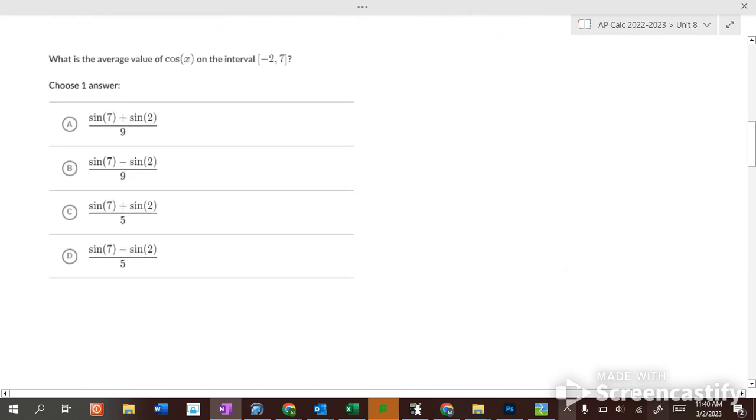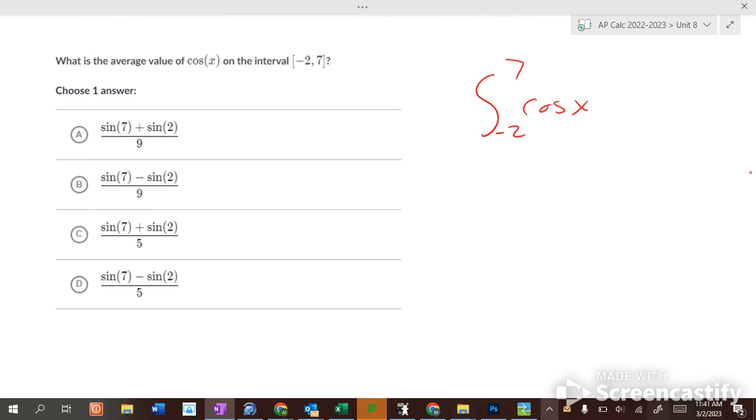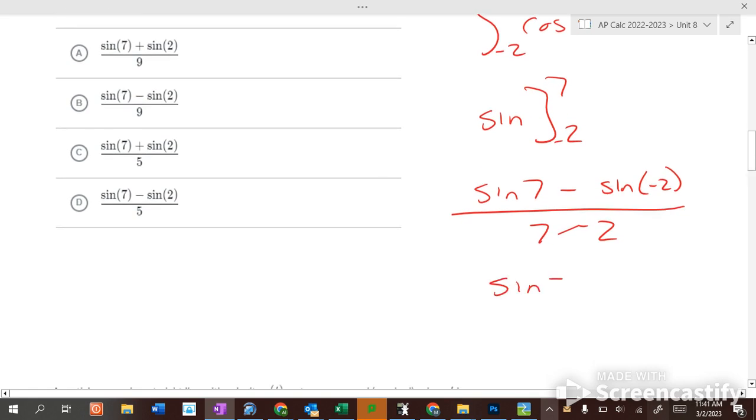All right. Average value of this cosine function. So we integrate cosine of x from -2 to 7. So it is the sine from 7 to -2. So it's the sine of 7 minus the sine of -2 all over 7 minus a -2. So it's a sine of 7 minus, what's the sine of a negative number? Since sine is an odd function, that negative comes out to the front to be positive.